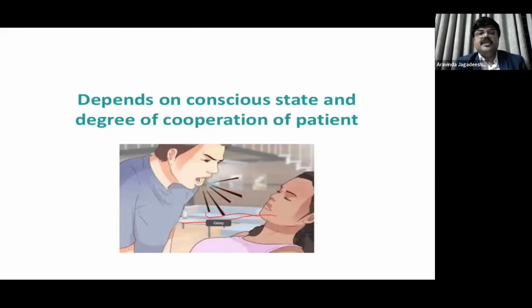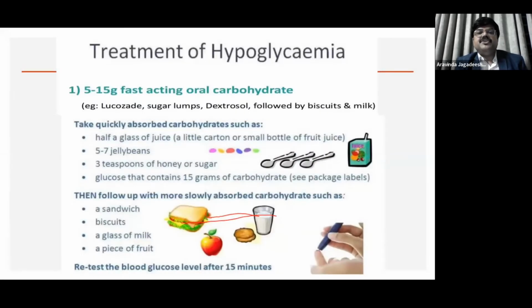of patients. You can see here the treatment of hypoglycemia, a pictorial demonstration of what the ADA recommended. The first is 5 to 15 grams of fast acting oral carbohydrate, like glucosate or sugar lumps, dextrosol, followed by biscuits and milk. Next, take quickly absorbed carbohydrates such as half a glass of juice, 5 to 7 jelly beans, 3 spoons of honey or sugar, glucose that contains 15 grams of carbohydrate. Once the patient is stabilized, you can go for a slowly absorbed carbohydrate, like a sandwich, biscuit, a glass of milk, a piece of fruit.